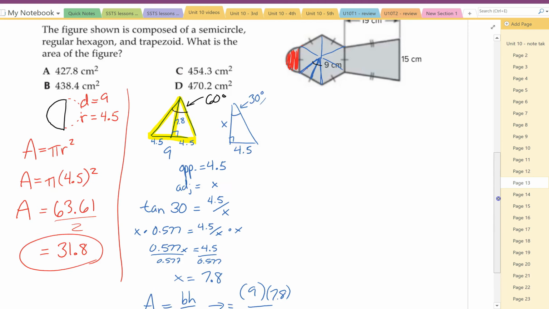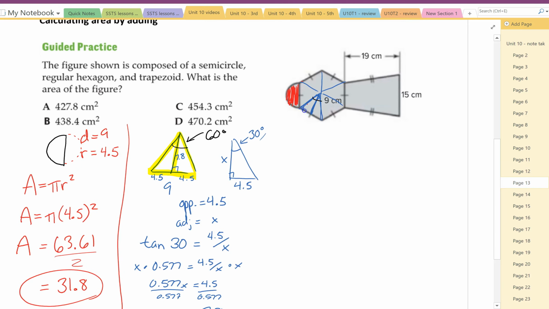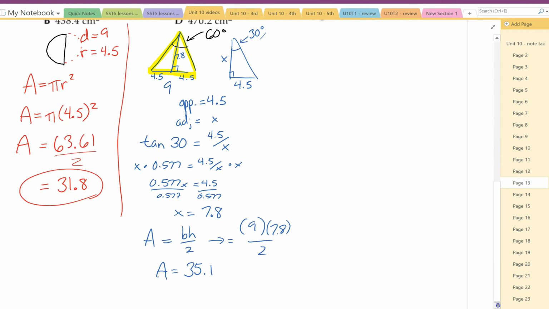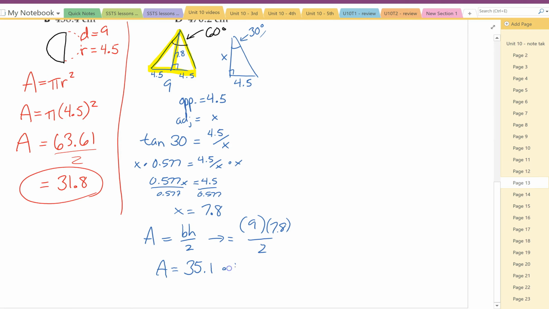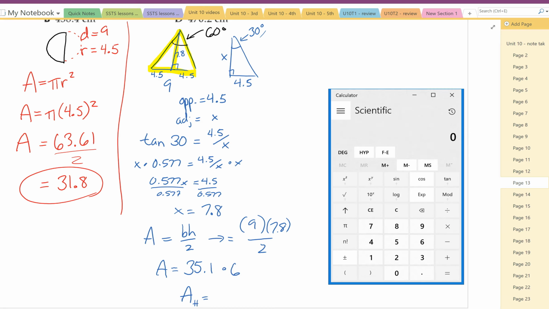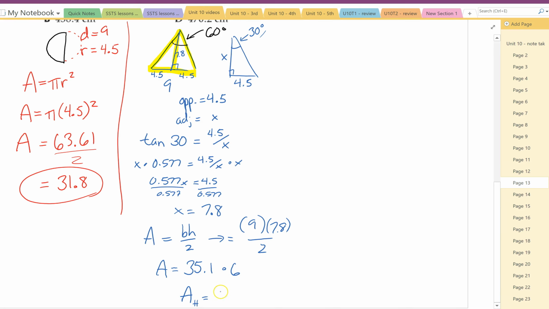Okay, but I don't want to know just the area of one of those triangles. I have 1, 2, 3, 4, 5, 6 triangles. So I have to take that 35.1 and multiply it by 6. So the area of the hexagon is 35.1 times 6. So 210.6 is the area of the hexagon.